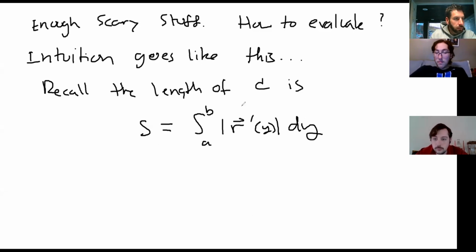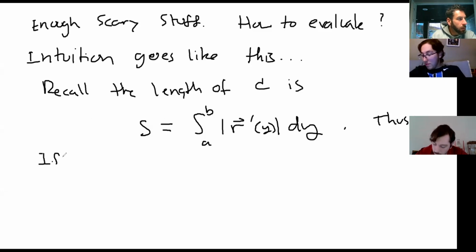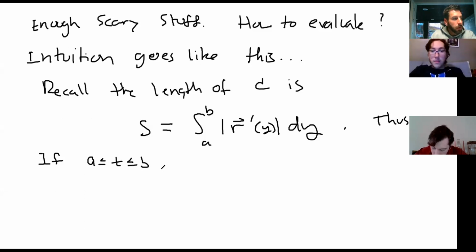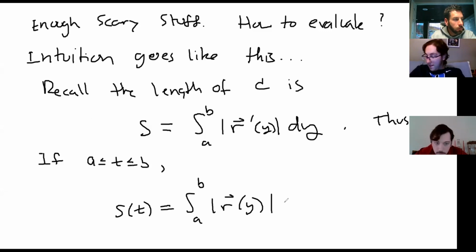So thus, if t is between a and b, we can define s of t as this integral. The upper bound has to be t. So this up here, this is the varying bound.